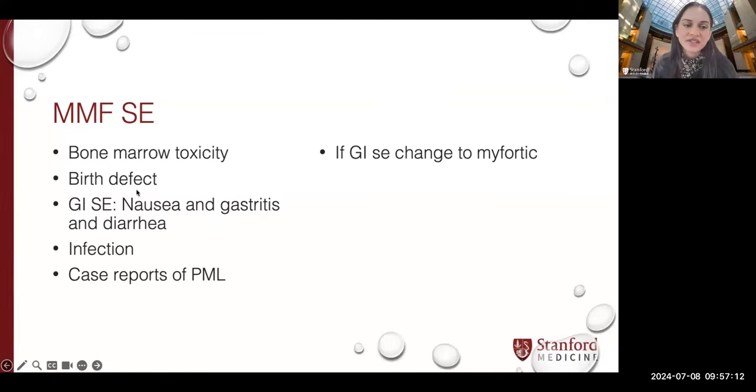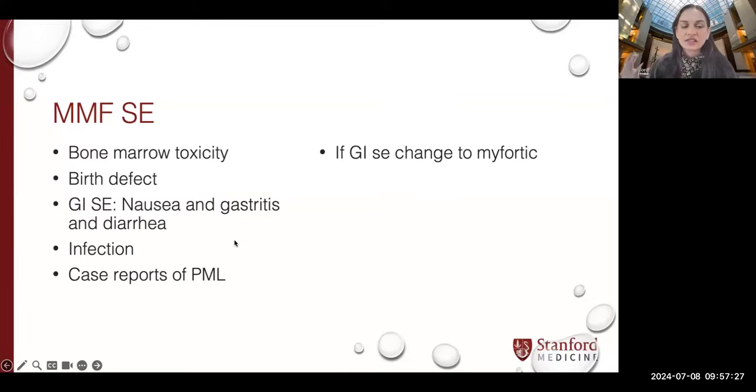It does have some other side effects, like bone marrow side effects and birth defects. So again, you want to stress contraception. It can have infection and this PML, this kind of rare brain entity that can be there.